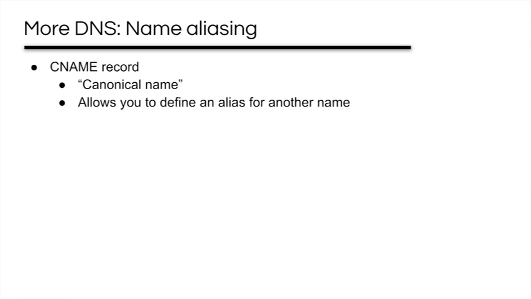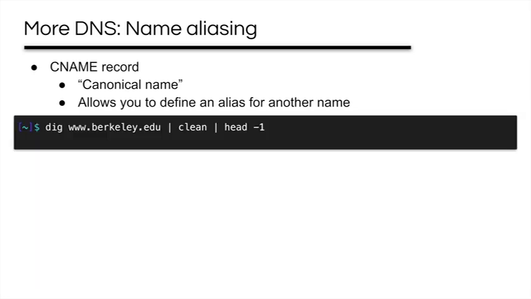We talked about how you can have multiple IP addresses associated with the same name by having multiple A records, and you can actually do sort of the opposite, where you have multiple names associated with the same A records. Or actually what's really happening is that you map from one name to a canonical name. And so essentially this is just creating aliases of a name. And this is done with the CNAME record type.